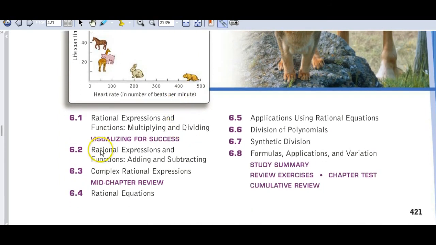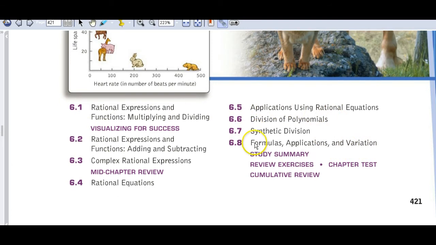Now, there are 8 sections, but we only do 5 in Chapter 6. We're doing 6.1, 6.2. We skip complex rational expressions, which is actually one of my favorites, but it's not in our curriculum. We do rational equations. We do applications, that is, those word problems. Now we skip division of polynomials and synthetic division, which again are kind of important topics, but they're skipping them. And then we do formulas, applications, and variations. So of the 8, we do 5.